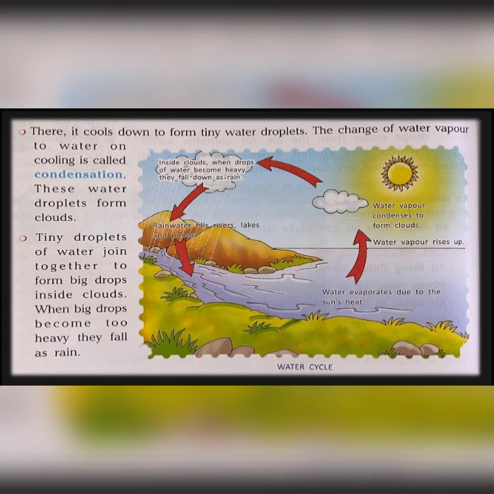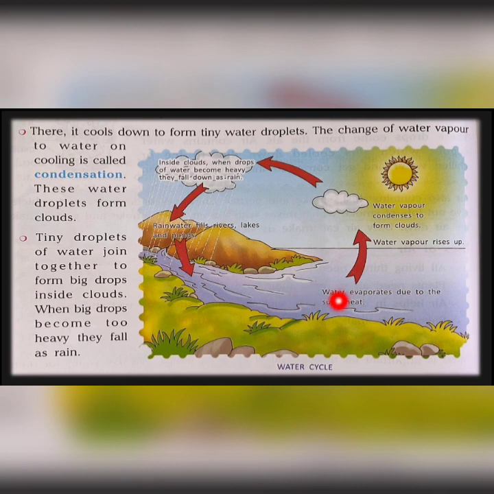Yes, these water droplets then form clouds. Those tiny droplets of water join together to form big drops inside the clouds, and when big drops become too heavy to stay up in the sky, then it falls as rain. This cycle is called the water cycle. Yes, see where it starts.